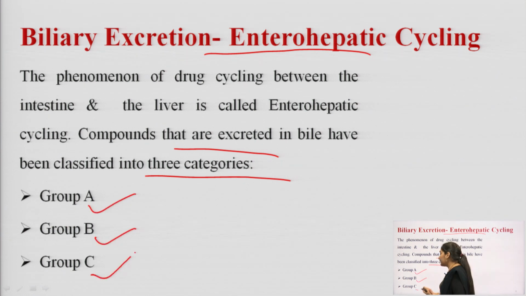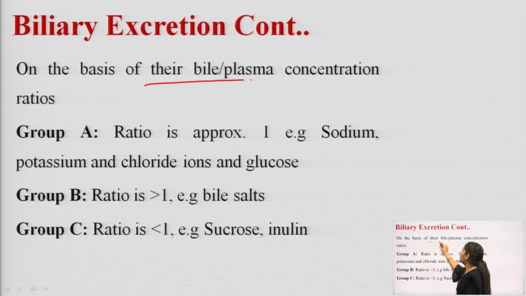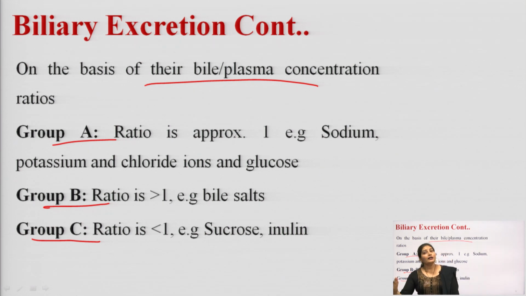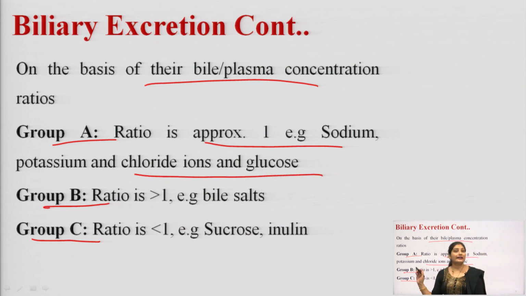The compounds that are excreted in the bile we can categorize into 3 different categories: group A, group B and group C. What is the criteria on which these are categorized? The criteria is the ratio of bile to plasma concentration. Depending upon the ratio of bile to plasma drug concentration, we classify these drugs into group A, group B and group C. In group A, the ratio of bile to plasma drug concentration is approximately 1, for example sodium, potassium and chloride ions and glucose.